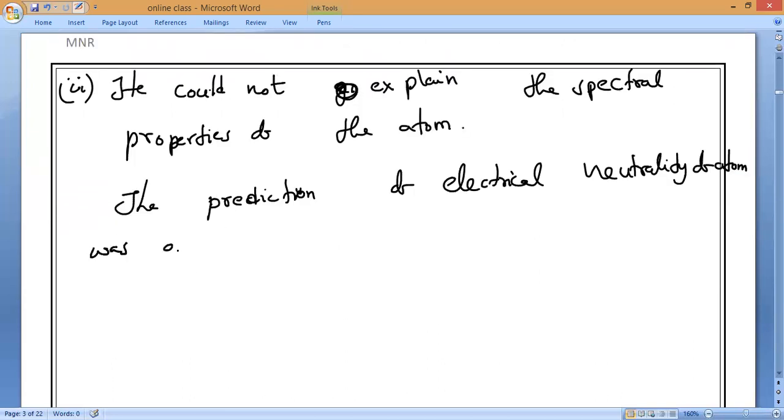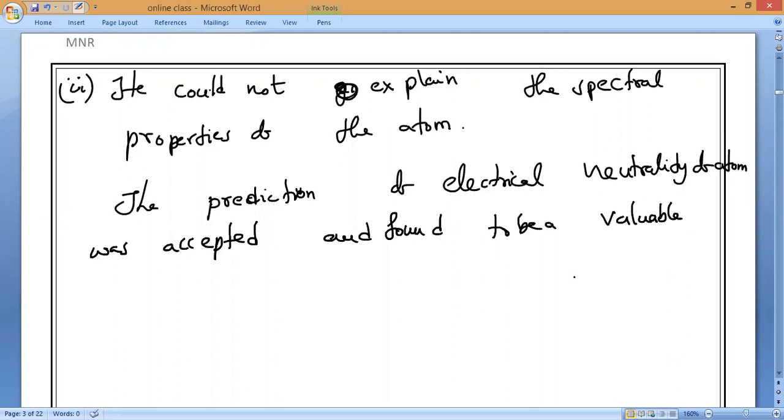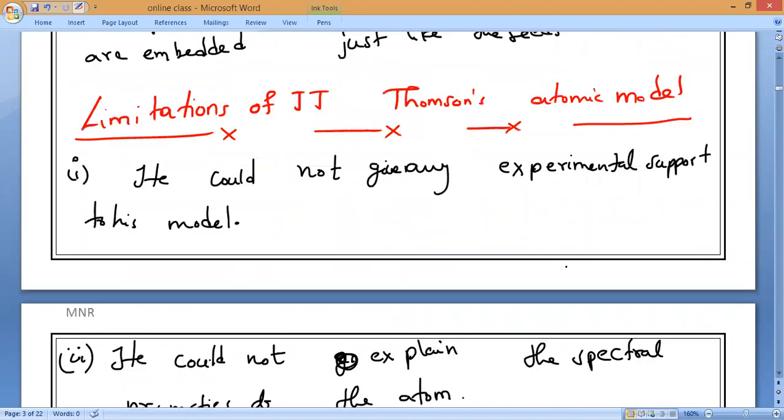It was accepted and found to be a valuable contribution. Other than this, there is nothing else. So these are the limitations of Mr. J.J. Thomson atomic model. Hope all of you understand.